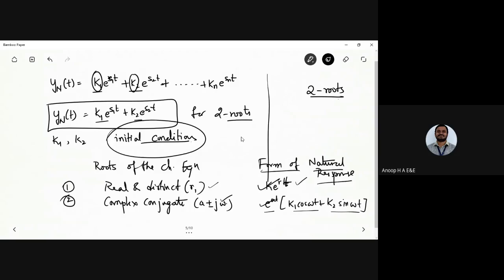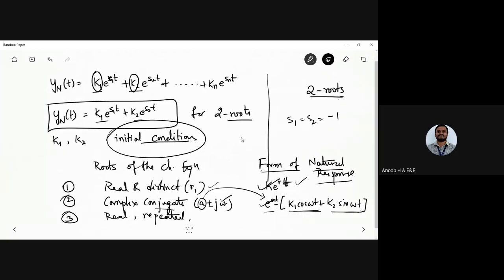Next, for real and distinct, the form of the natural response is k e power rt. Third one, if the roots are repeated in nature, say for example, you get the roots as s1 equals s2 equals -1. That is a repeated root. Carefully observe here. In the second one, you have e power at, k1 cos omega t plus k2 sin omega t.